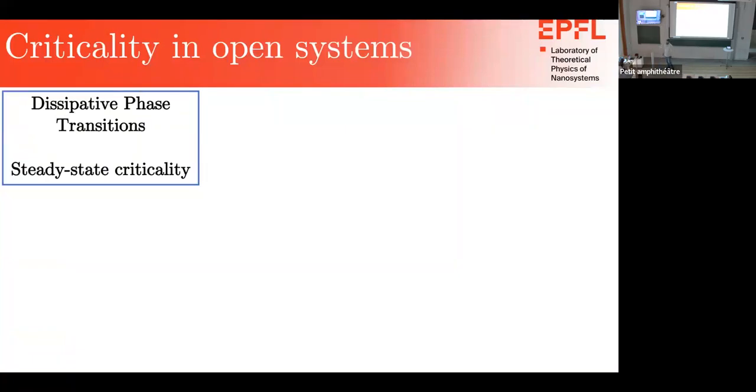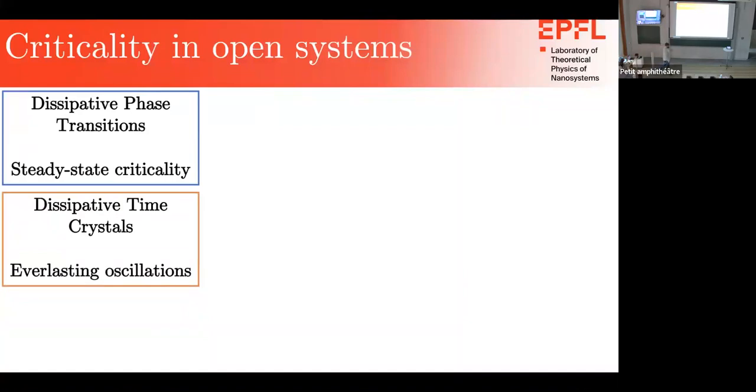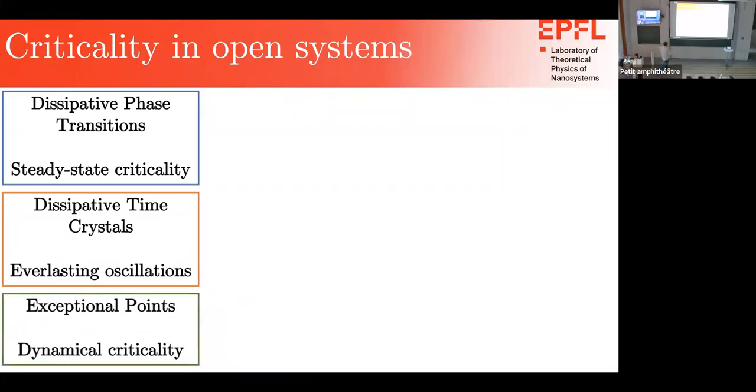You can have dissipative phase transitions, which I will, let's say, arbitrarily define, for the sake of simplicity, as the criticality of the steady state. You can have dissipative time transitions, which are the presence of everlasting oscillation in your system. The fact that spontaneously something which was static starts oscillating, again changing one parameter. Or you can have exceptional points and dynamical criticalities. And today, just focus on the first one.